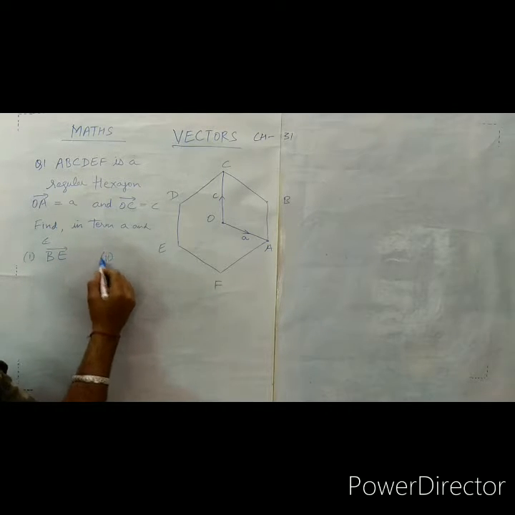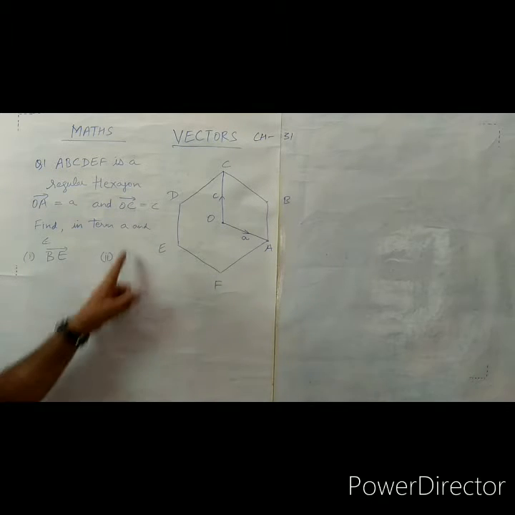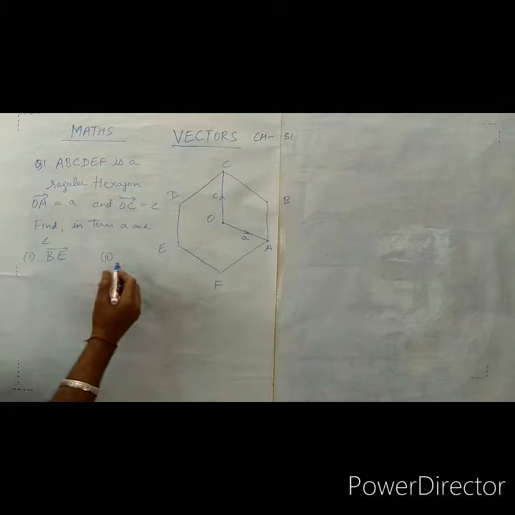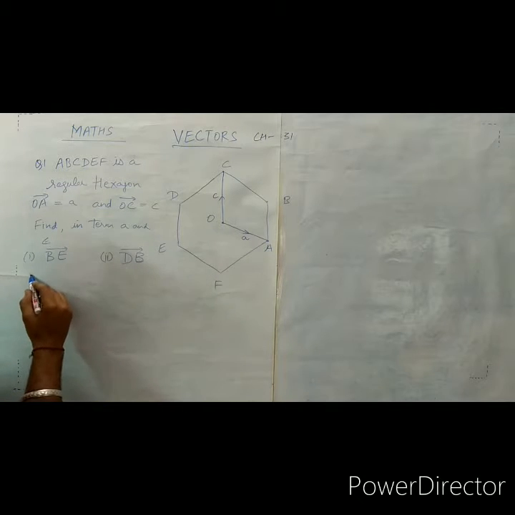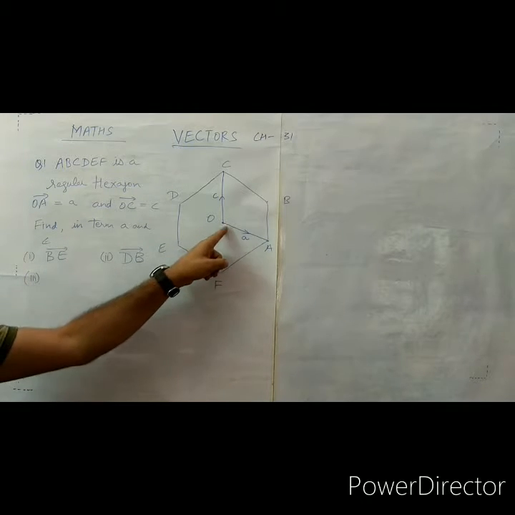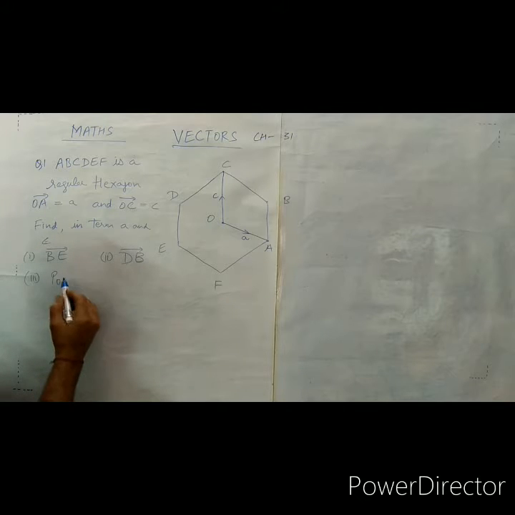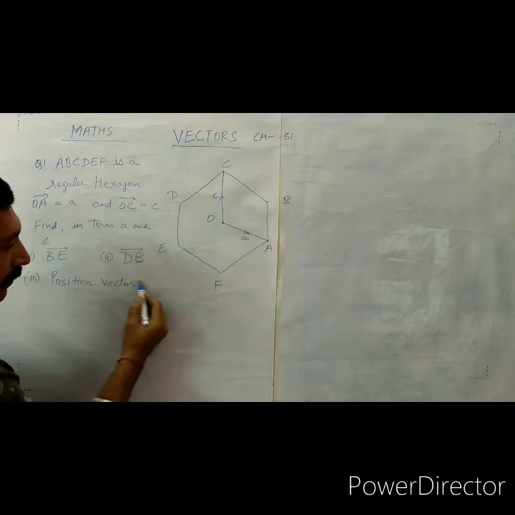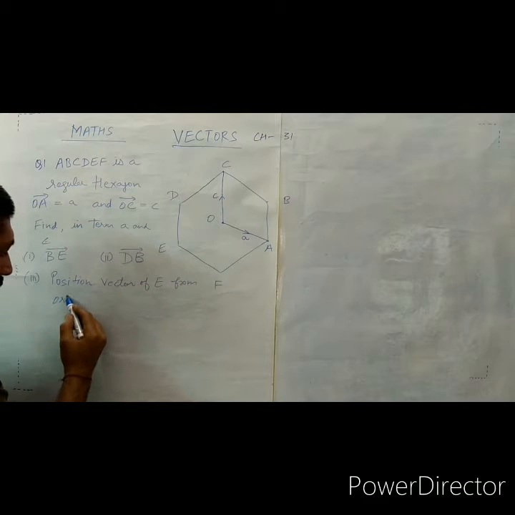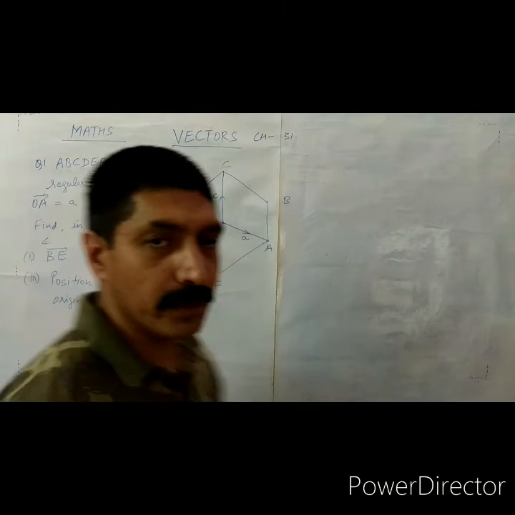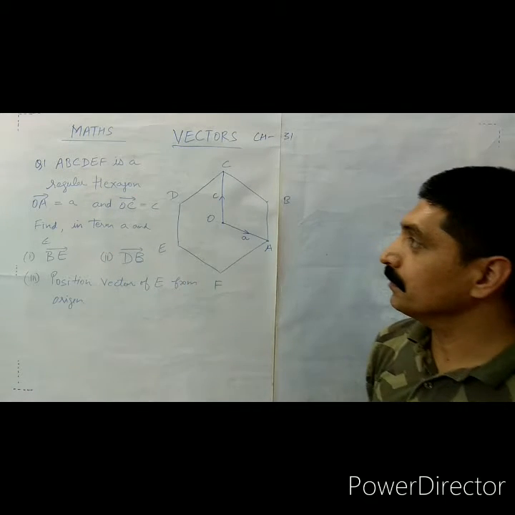Second one, here we have to find in terms of A and C vector DB, and third one, we have to find the position vector of E from O, the position vector of point E from origin. So I think you all are very much clear with the question.